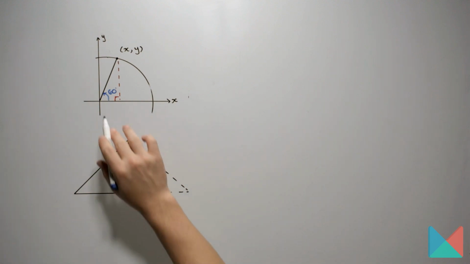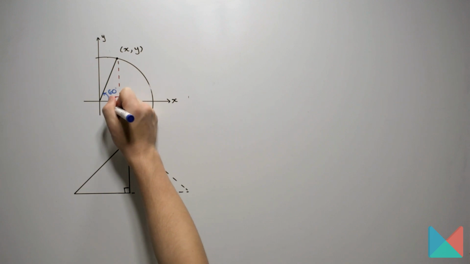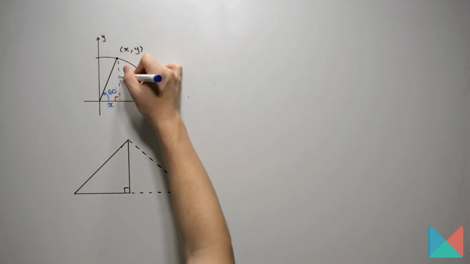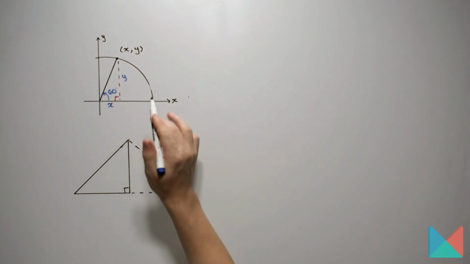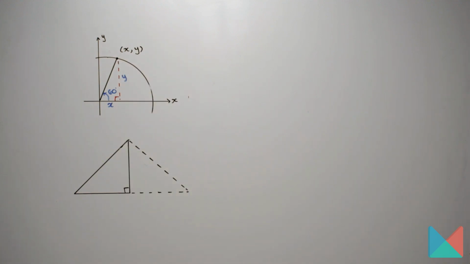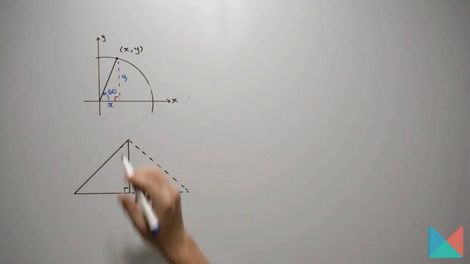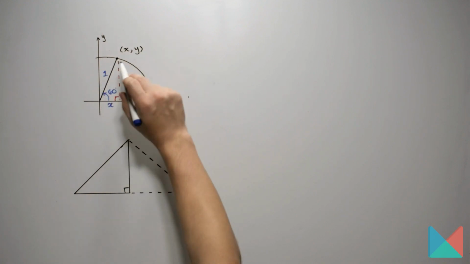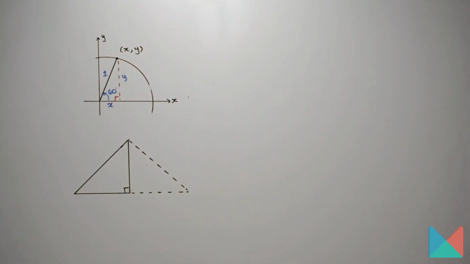And we're going to label the sides of this triangle. The adjacent side of this triangle will have a length of x, being the x component of our coordinate, and the height will be y, being the y component of our coordinate. Now the hypotenuse of this triangle is going to be a length of 1, as it is the radius of the unit circle, and by definition the radius of the unit circle is equal to 1.